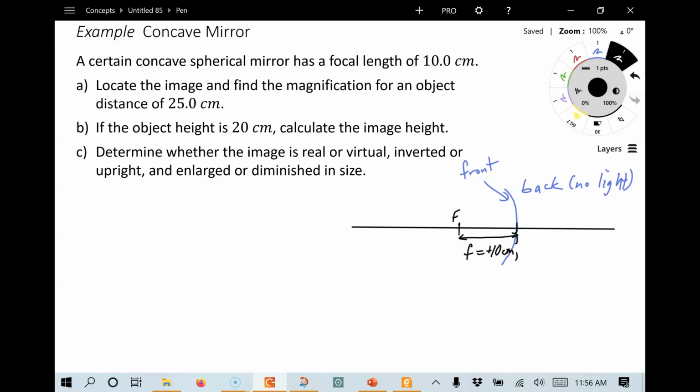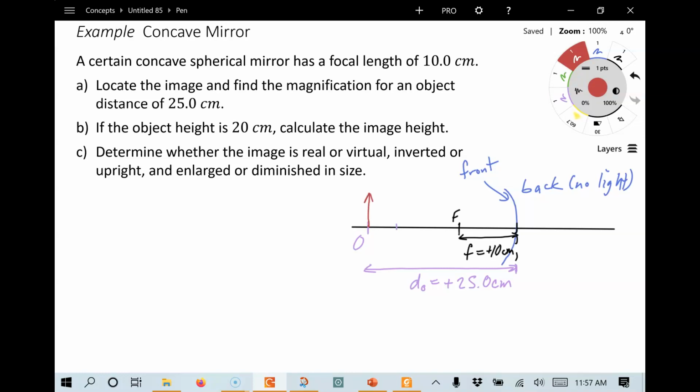Now let's go ahead and put the object. So the object we're going to have to measure again from the same spot, and we're going to go out to 25. So here's our object located at this position. The distance of the object, DO, it's in front again, that's going to be positive. We check our sign conventions. Objects with mirrors, again, always positive. 25 centimeters. And we'll draw a little picture here. So we always draw our objects as arrows.